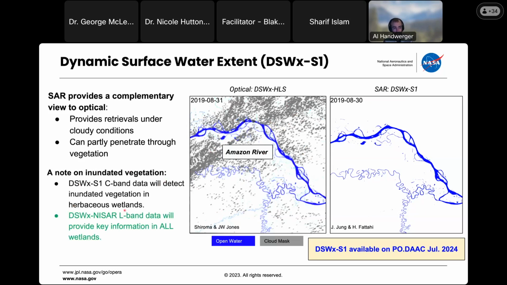The other things that the SAR data can provide that are of interest to coastal issues are inundated vegetation. As I mentioned, we're going to be deriving these water maps from Sentinel-1, which is the currently flying European satellite that operates with a C-band radar wavelength. This satellite can provide information, and our water product will provide information, on inundated vegetation and herbaceous wetlands. And then the soon-to-be launched NISAR satellite operates with a longer radar wavelength, so you can actually penetrate through more significant vegetation, and it will provide key information on water in all wetlands. This is something that will be really important for those looking at these densely vegetated coastal regions.